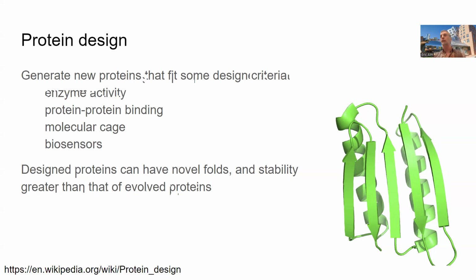We can design protein-protein binding. So if we have a gene that we want to target, we want to activate it or repress it, we can design a protein specifically to do that. We could design assemblages of proteins that maybe make a molecular cage around a molecule that we want to deliver, and with the right stimulus, they would open up. Biosensors are a big target.